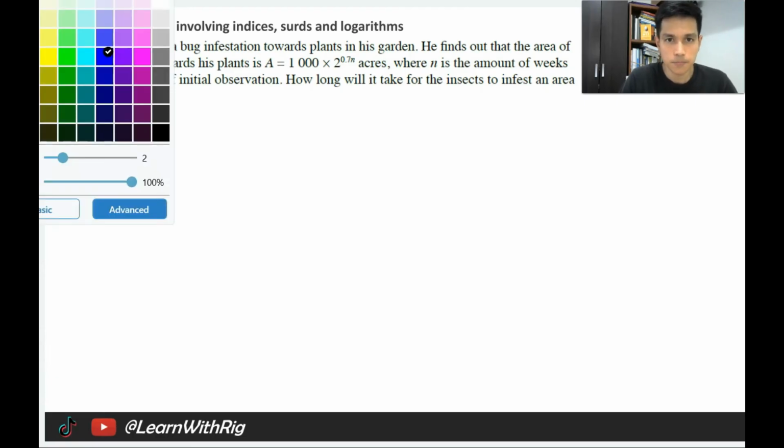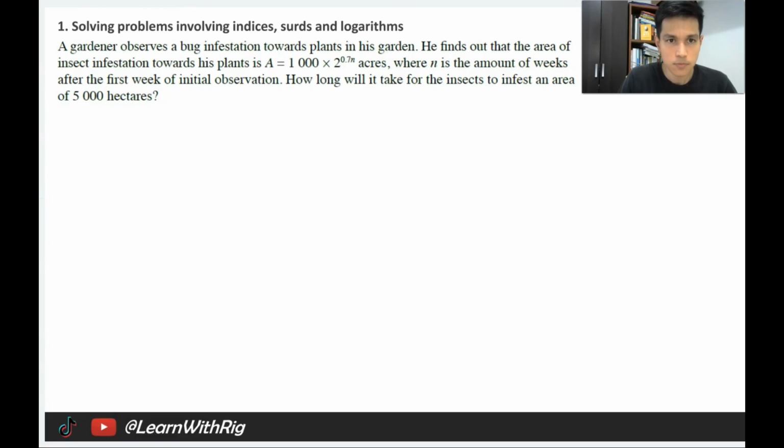So here, they gave you the formula, right? They tell you that the area is equal to 1000 times 2 power 0.7 n. n is the number of weeks. A is the area of the plantation that gets infested by insects. Now they ask you to find how long will it take. So they want you to find the n value, for the insects to infest an area of 5,000 hectares.